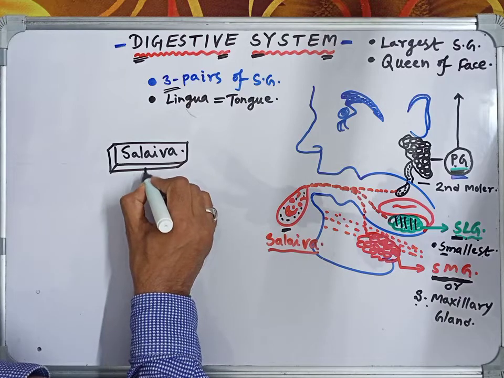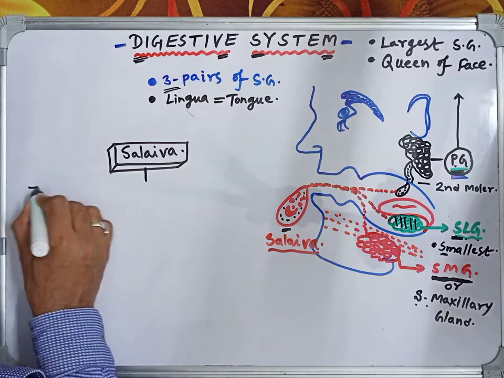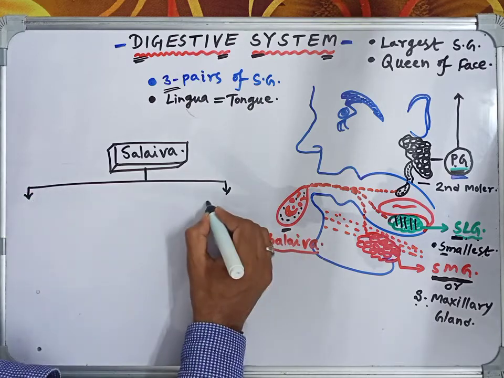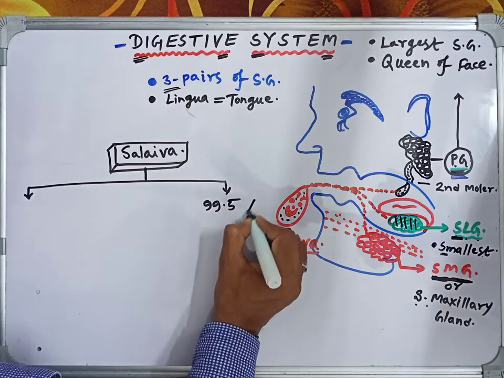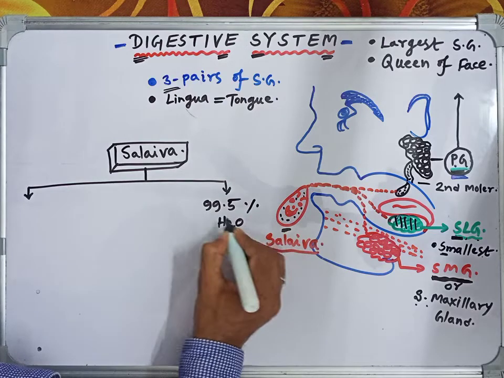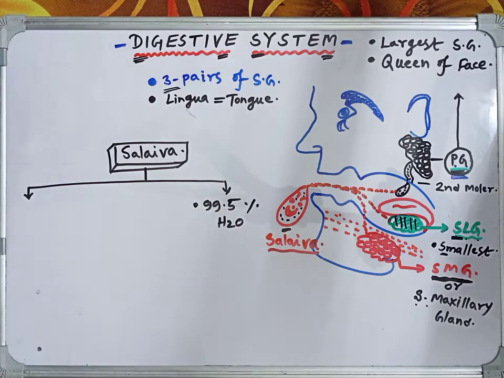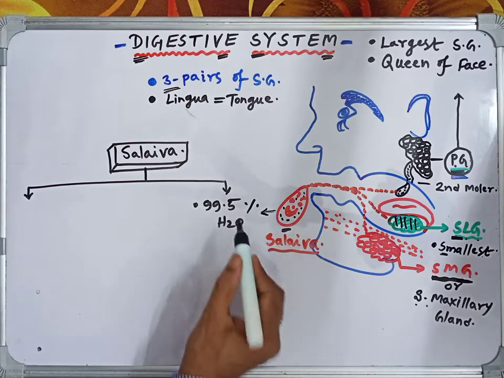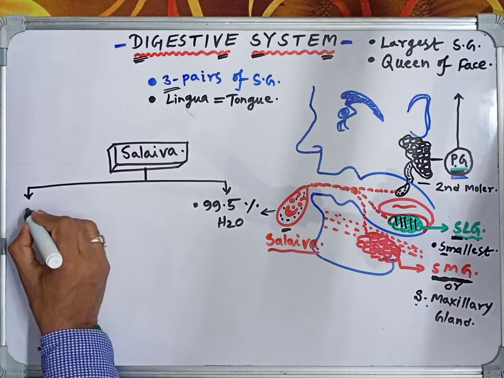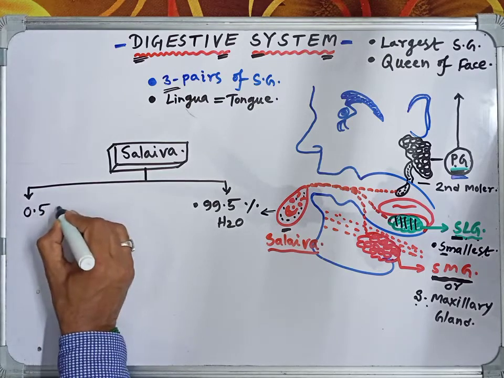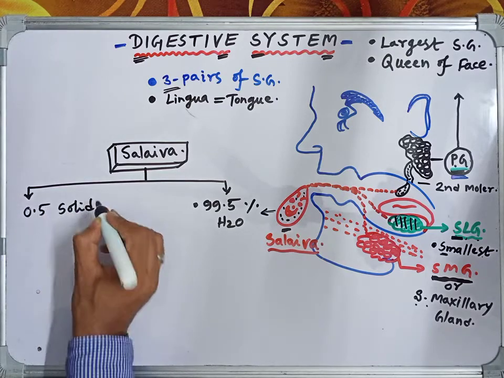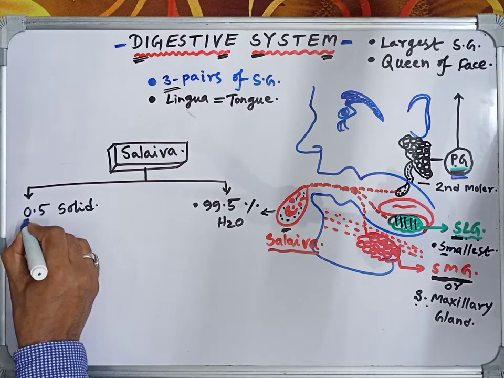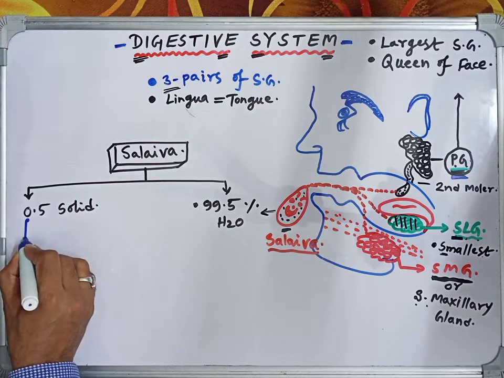Now what is the composition of saliva, my dear? Saliva contains 99.5% water. Wow, that is the first MCQ for you, right? Saliva contains 99.5% water and only 0.5% solid, right? Now this solid contains several things inside saliva.